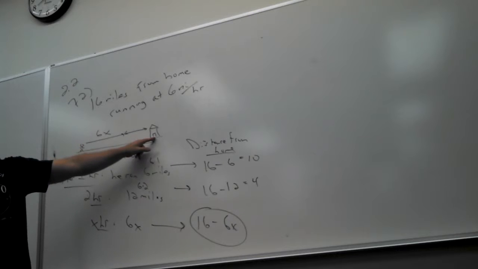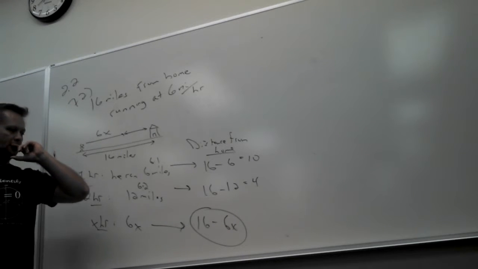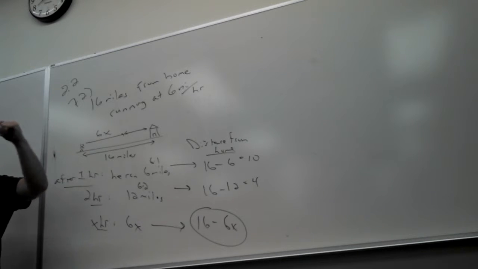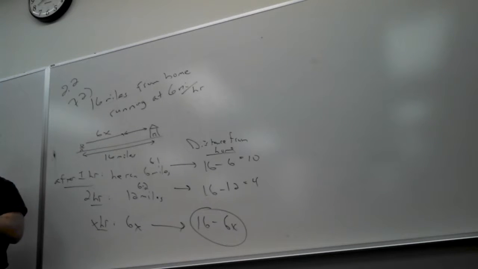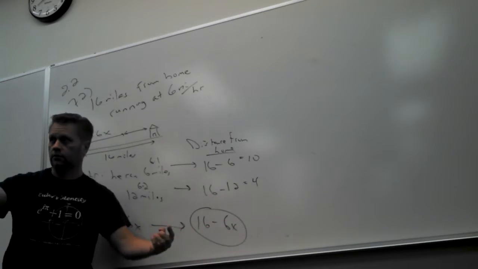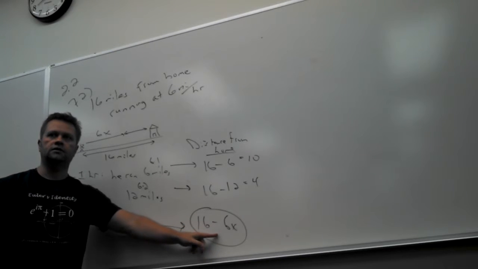I thought they were going to ask how long until he gets home, but they don't. Oh well. And of course, what would you do if they did ask you how long until he gets home? When he's home, how far from home is he? 0. So what would you do? This represents how far from home, so you would set this equal to 0. This is the distance from home.